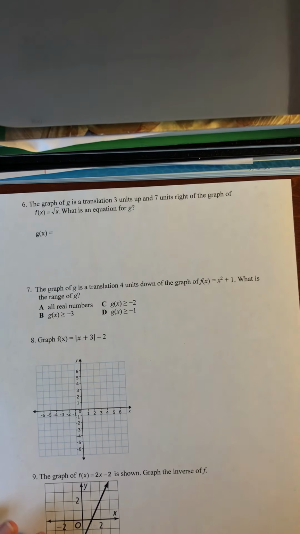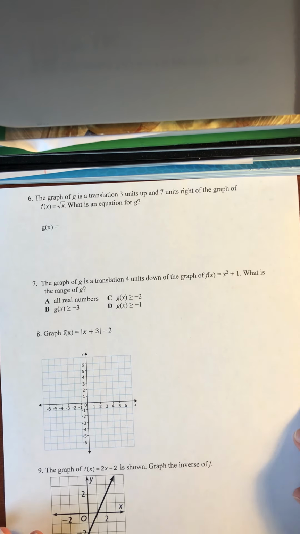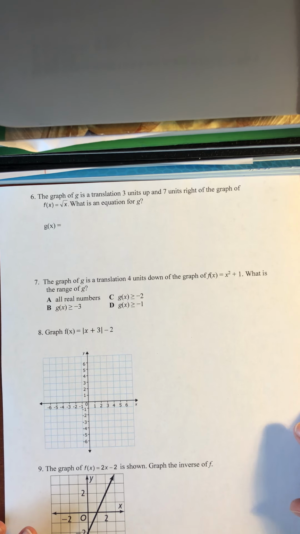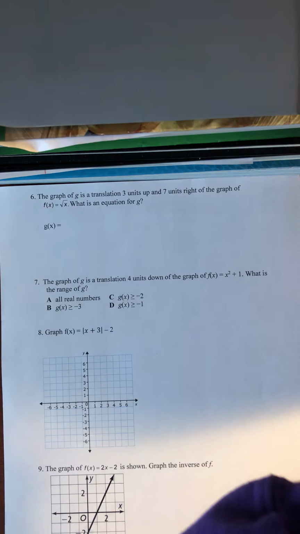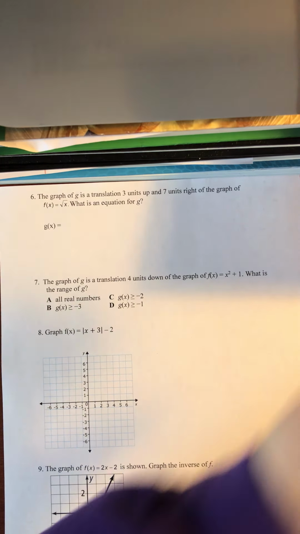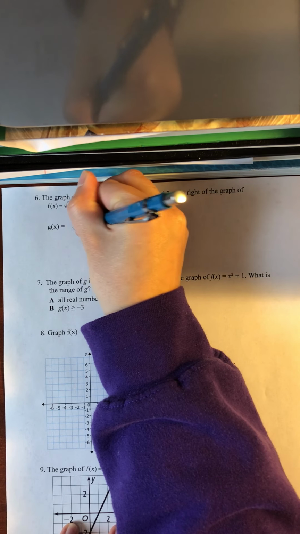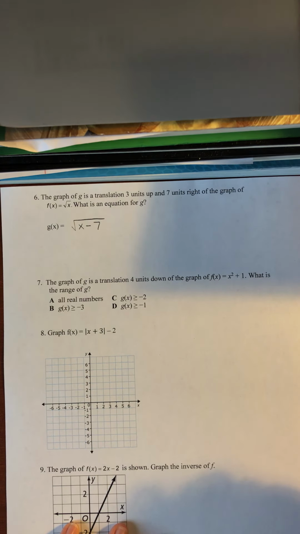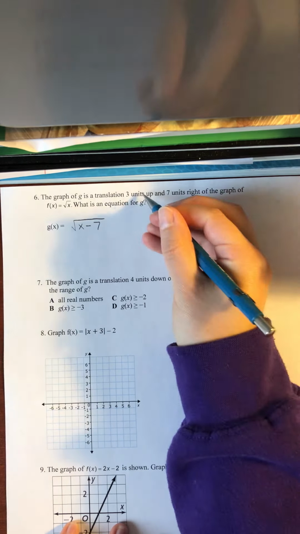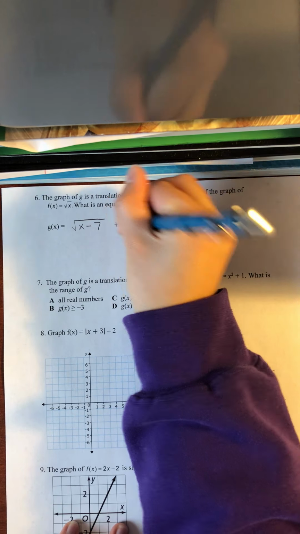Okay, next. The graph of g is a translation 3 units up and 7 units right of the graph of f of x equals the square root of x. What is the equation for g? So that one's pretty simple. If we have 7 units right, underneath our radical we're going to have x minus 7, because it's the opposite of what you think it would be. And then if it's up 3, that's plus 3 on the outside there.